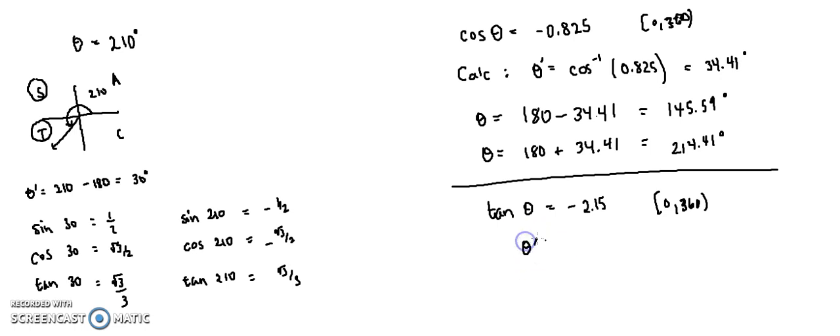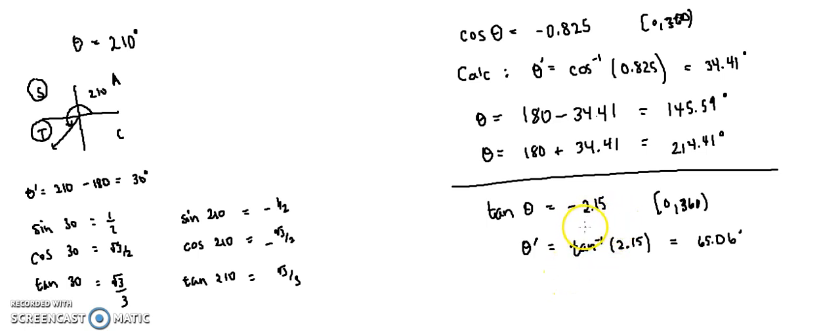So again, we're going to find the reference angle by doing tangent inverse of positive 2.15. That's going to give us our angle in the first quadrant. So when we plug this into your calculator, it's got to look exactly like that. It's going to give us 65.06. So that's our reference angle in the first quadrant.